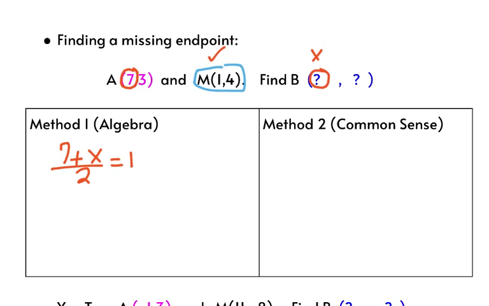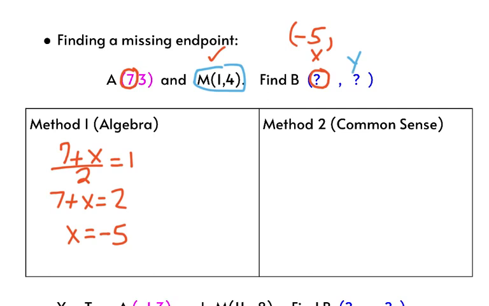So how do I solve that? To undo division, I multiply by 2. Then I subtract 7 from both sides, giving me a negative 5. So this first endpoint would be a negative 5.